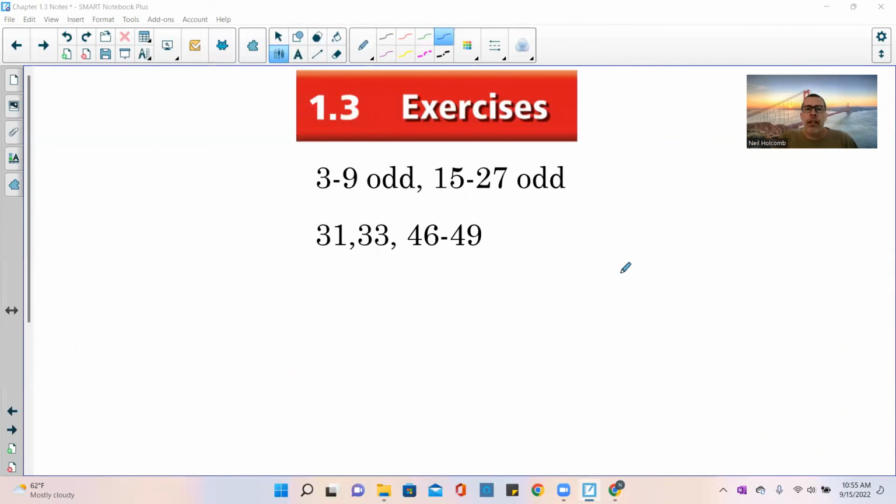Okay, that brings us to the end of chapter 1.3. These are the problems I want my class to do, so please go ahead and do those and have those ready for discussion in class. Have a great day.